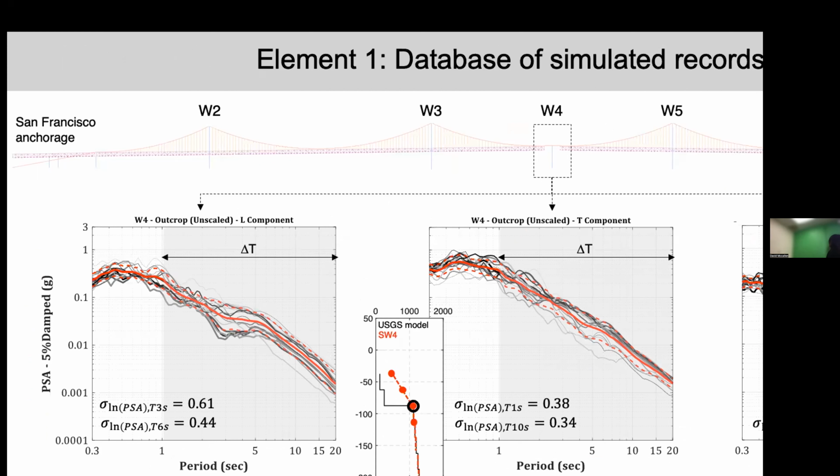So here's an example. I'm showing the spectral acceleration for the three components, longitudinal to the bridge, transverse, and vertical, for pier number 4, the concrete pier in the Bay Bridge. And we are utilizing for this analysis the outcrop motion. So we had to map the 3D USGS velocity model with the SW4 grid, and we basically selected the motions of the first available rock stations in depth.